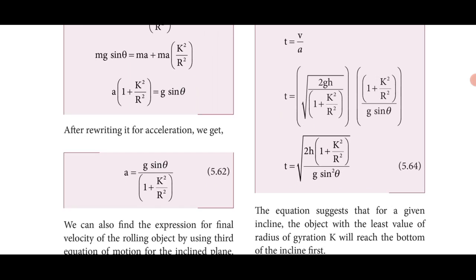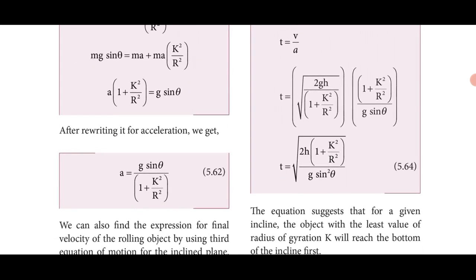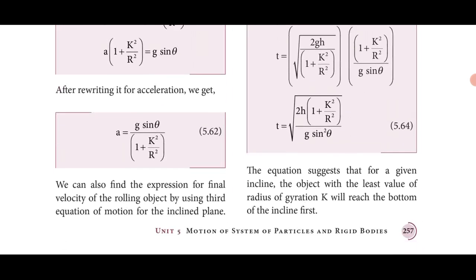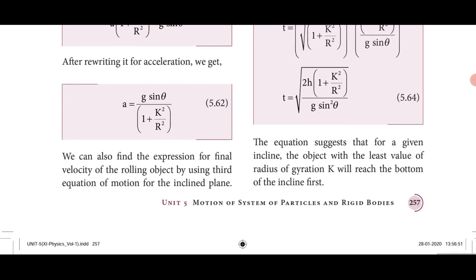If we take ma as common, m and m get cancelled on both sides, and taking a as common, it becomes a into 1 plus k square by r square, that is equal to g sin theta. So we are rewriting the acceleration: a is equal to g sin theta, and the other term comes on the denominator side.